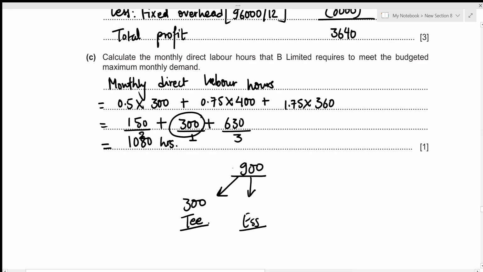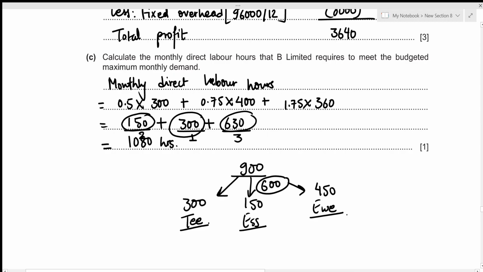So if we already allocated 300, for S, we only have now 600 remaining hours. So out of 600, we can obviously give 150, right? So we give 150 hours to S. So if we subtract 150 from 600, the remaining hour is just going to be 450 hours. So we actually required 630 hours for product E, but we only have 450 direct labor hours available now.